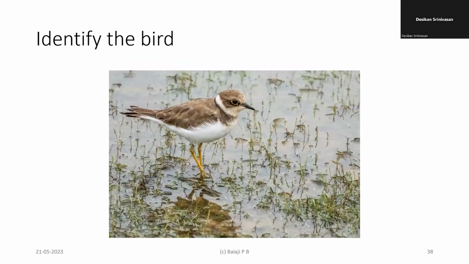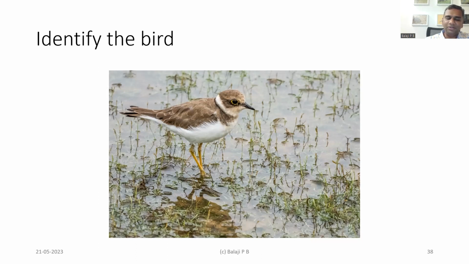So this bird? Excellent. Little ringed plover. Any other answers? Common plover. Kentish. Little ringed. Kentish plover. There's no eye ring. Because the eye ring is absent, I'm going with common plover. The eye ring is there, actually. It's a little ringed plover. The eye ring is there, sir. Yes, it is little ringed.